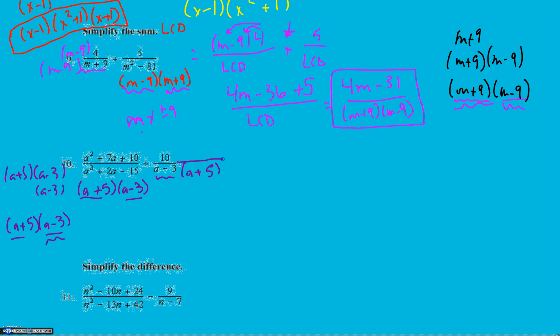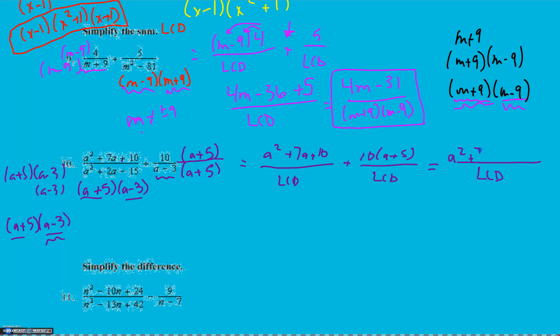And again, we have to keep these equivalent. So whatever we do to the denominator, we've got to do to the numerator. Have to keep them equivalent. A squared plus 7a plus 10 over our LCD plus 10 times a plus 5 over our LCD, which means we can write this all as one fraction over a common denominator.